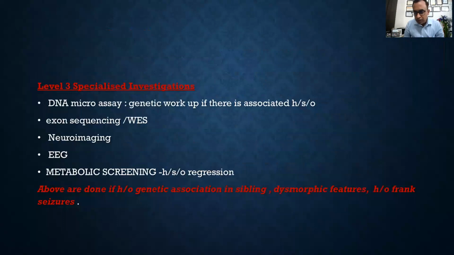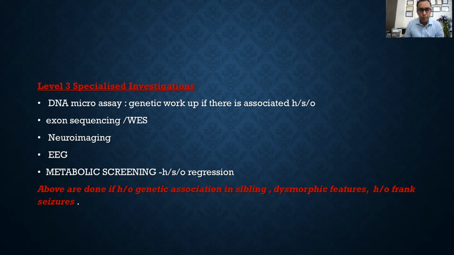So level 3 specialized investigations: DNA microarray, genetic workup, exome sequencing if there is an associated history suggestive of it, as we have discussed in the previous slides. Neuroimaging, depending upon the indications.